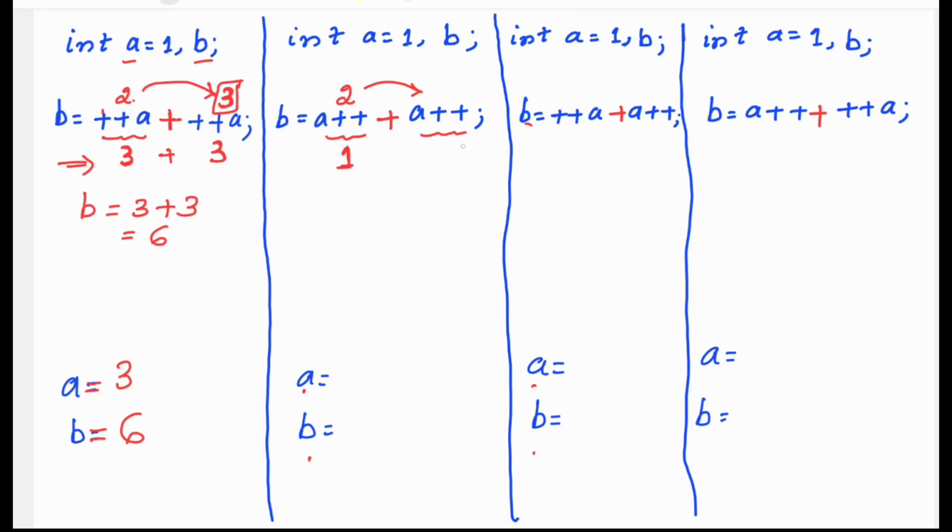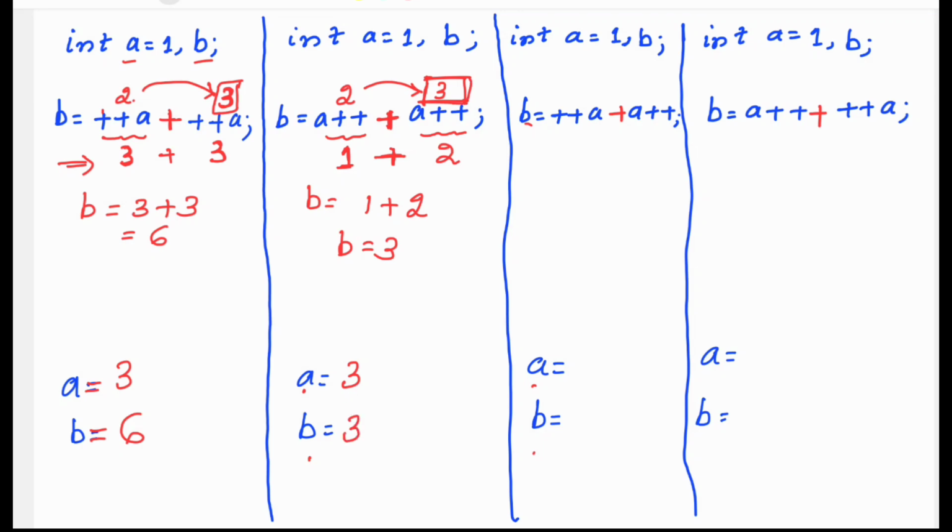So present value of a is 2, so you will assign it and then you will increment it. So now your current value of a becomes 3. So this is the final value for a. And what about the value for b? 1 is here for the first sub-expression and 2 is here for the second sub-expression. You have this addition operation, so you will add it and b equal to 1 plus 2, which is equal to 3. So in this program, when you print the values for A and B, A is 3 and B is also 3 in this case.